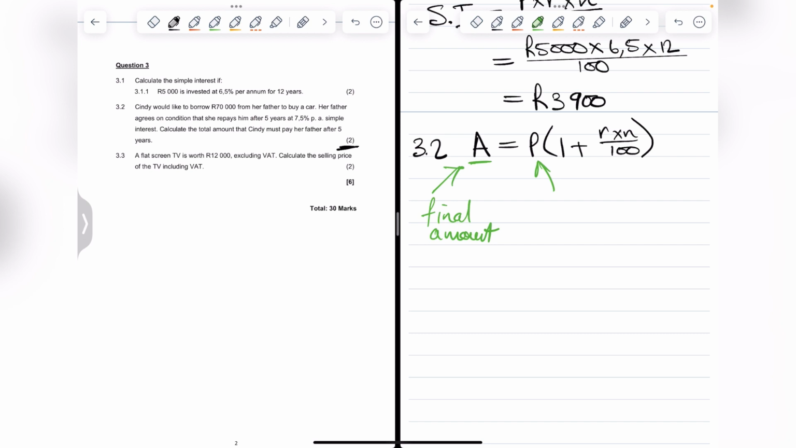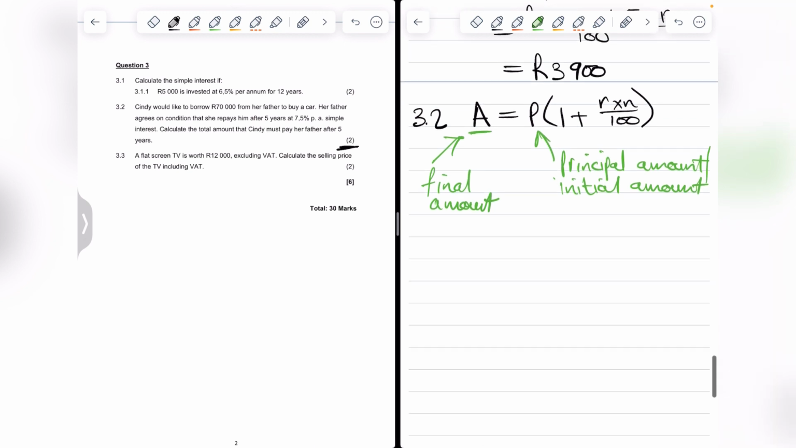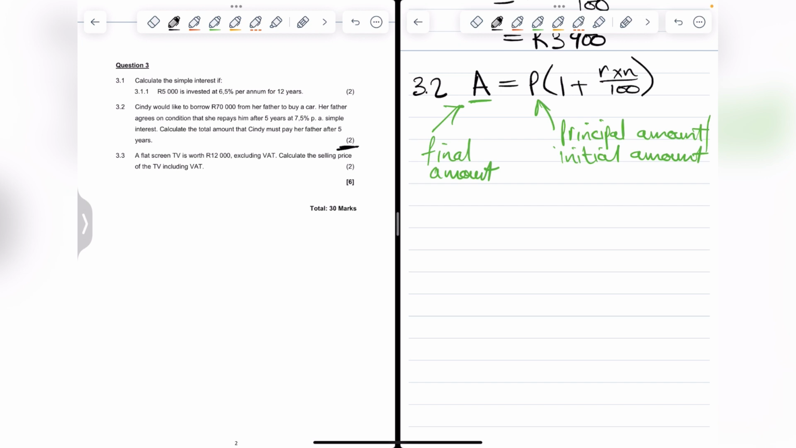And this P refers to my principal or initial principal amount, also called the initial amount. Then of course R is the rate and N is the number of years. That remains the same. So I need to know the final amount, so I don't know it yet, so I will keep A as unknown. My principal amount here, what is principal amount? Principal amount is the amount that was borrowed, so that here is 70,000 Rand.